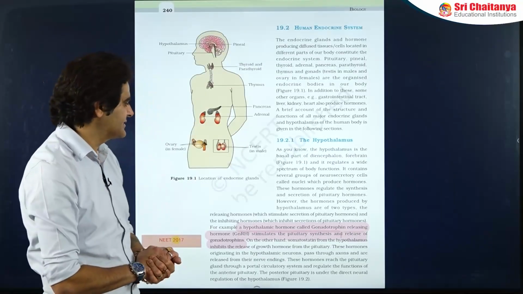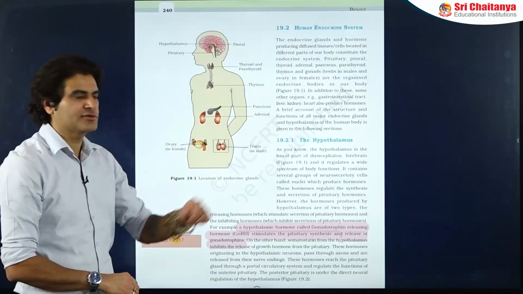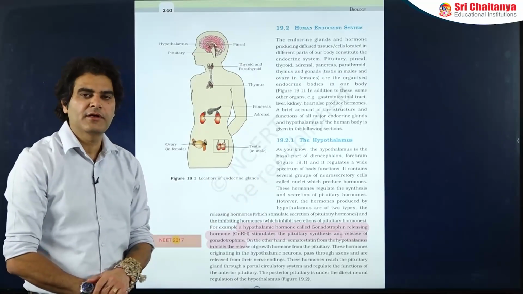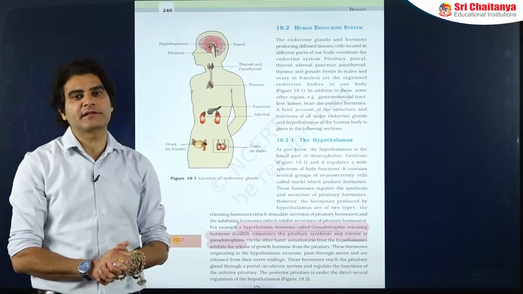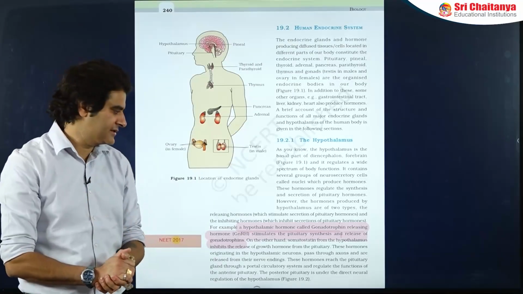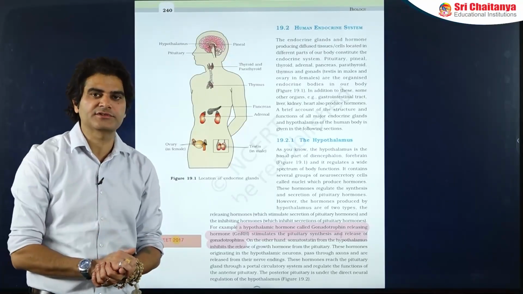If we look at the important point with respect to the hypothalamus, hypothalamus is the real master gland, which is a part of the diencephalon of the brain. Why is hypothalamus called the real master gland? Because hypothalamus produces regulatory factors that go to the pituitary and control the actions of the pituitary.